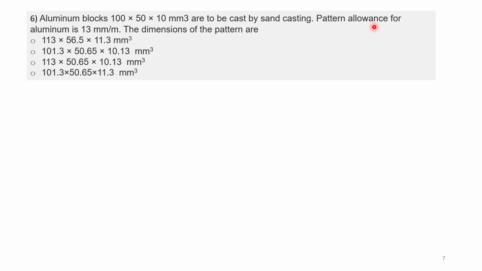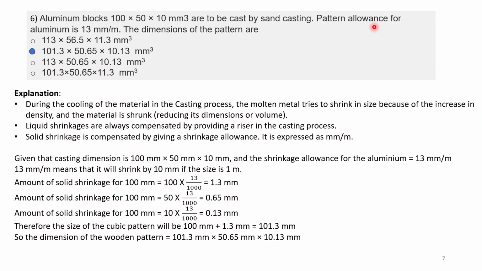Okay, so 100 mm is the size. Based on that you have to find out the pattern allowance. Okay, so the answer will be the second one, and these are the calculations. So firstly, during cooling of the material in the casting process, the molten metal tries to shrink in size because of the increase in density, and the material shrinks, reducing its dimension or volume.